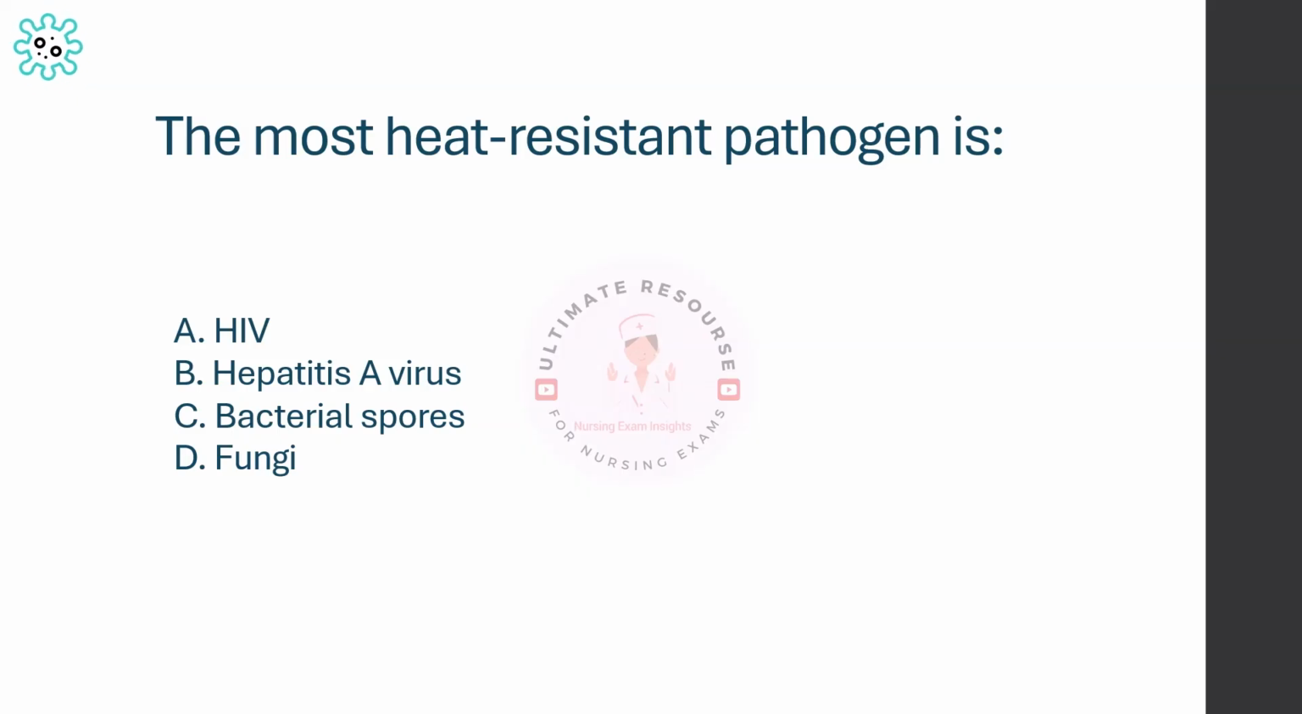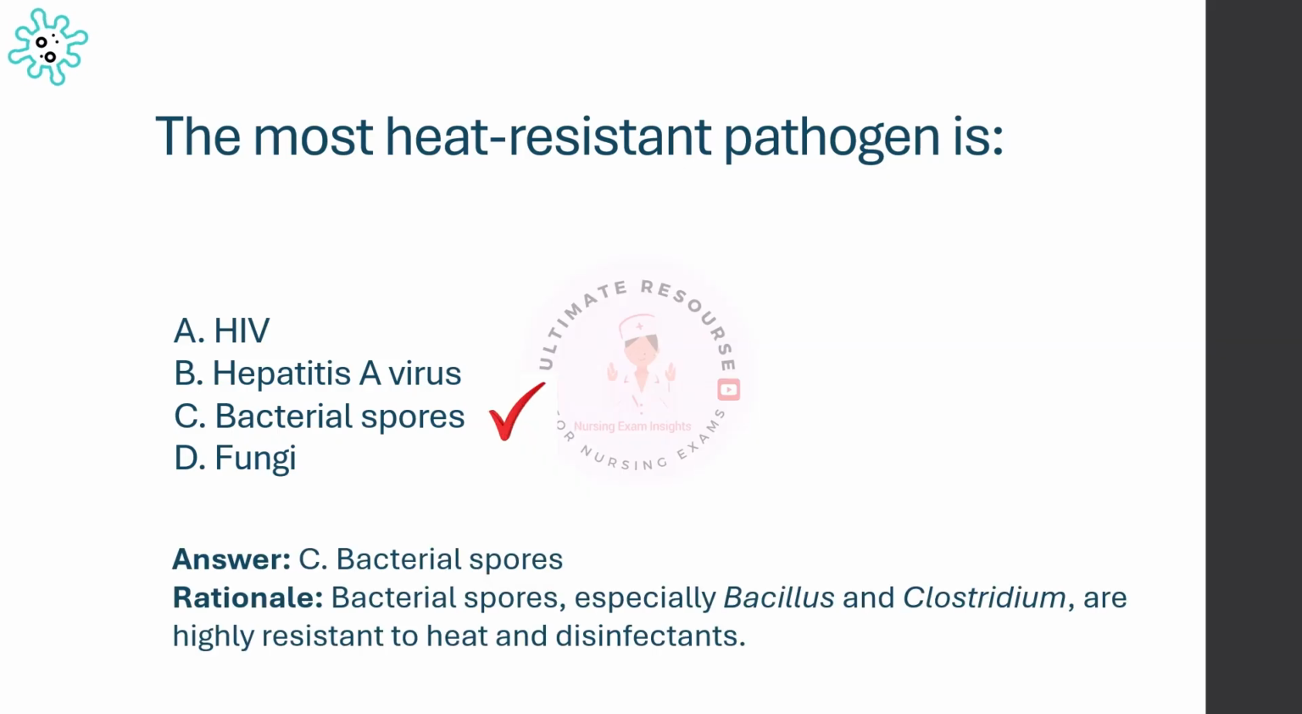The most heat-resistant pathogen is, options are A. HIV, B. Hepatitis A virus, C. Bacterial spores, D. Fungi. The answer is C. Bacterial spores. Bacterial spores, especially Bacillus and Clostridium, are highly resistant to heat and disinfectants.